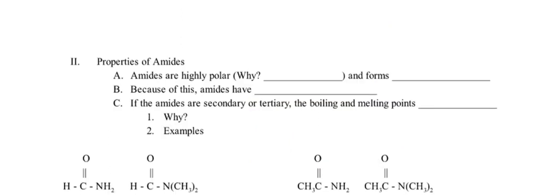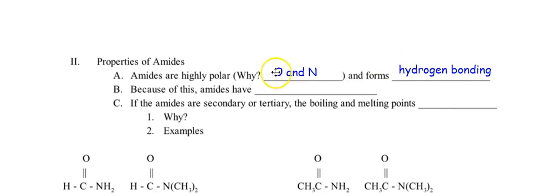All right, so let's talk about properties of amides. Okay, they're highly polar. Well, why do you think that is? What elements are found in amides? You have oxygens and nitrogens. What do you know about those? Those are 2 of the 4 highly electronegative elements: fluorine, oxygen, nitrogen, and chlorine. So there's 2 of the 4 very electronegative elements forming highly polar molecules. And what else? They form hydrogen bonds, all right?